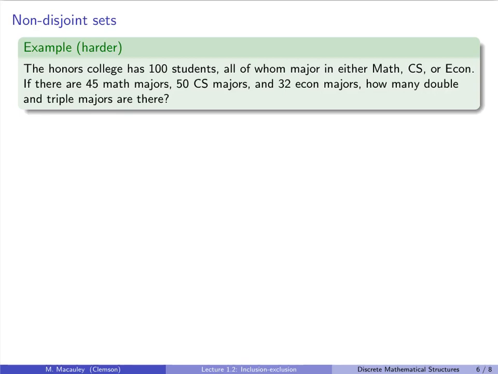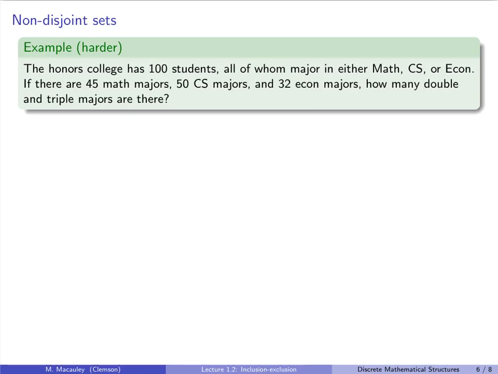Here's a harder example because there are 3 subsets and it is not a partition. So let's consider the same Honors College with 100 students, all of whom major in math, CS, or econ. So we're adding a major this time, econ. If there are 45 math majors, 50 CS majors, and 32 econ majors, then how many double and triple majors are there? Now this is a little bit harder because it's not clear what to do right away.